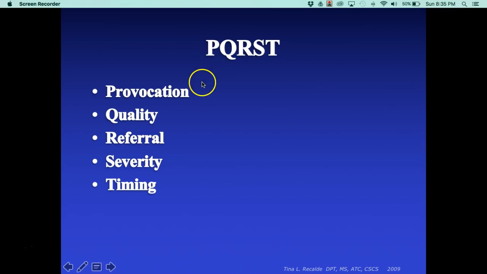So you have P for provocation. Those are the things we're talking about, the causes, what makes it better or worse. The Q, the qualities, so that's describing it with those adjectives of dull, achy, sharp, burning. Referral is basically the same as location, so where is it at? S is the severity, that's that 0 to 10. And timing is like how long does it last?